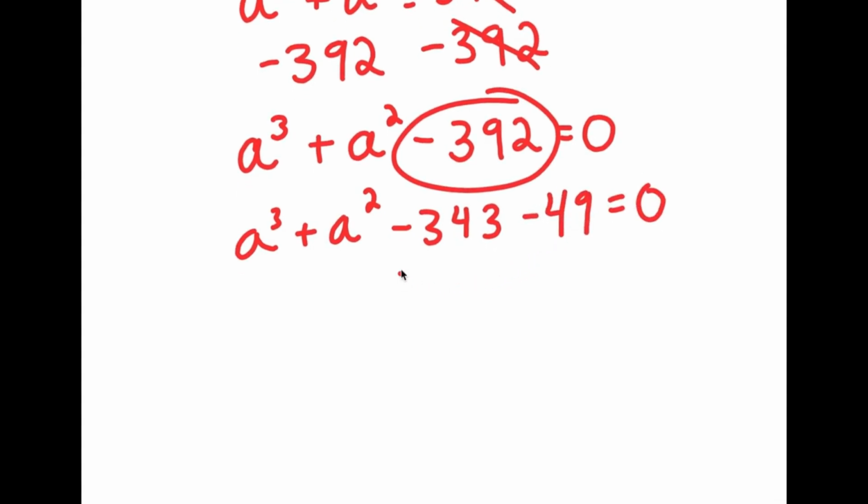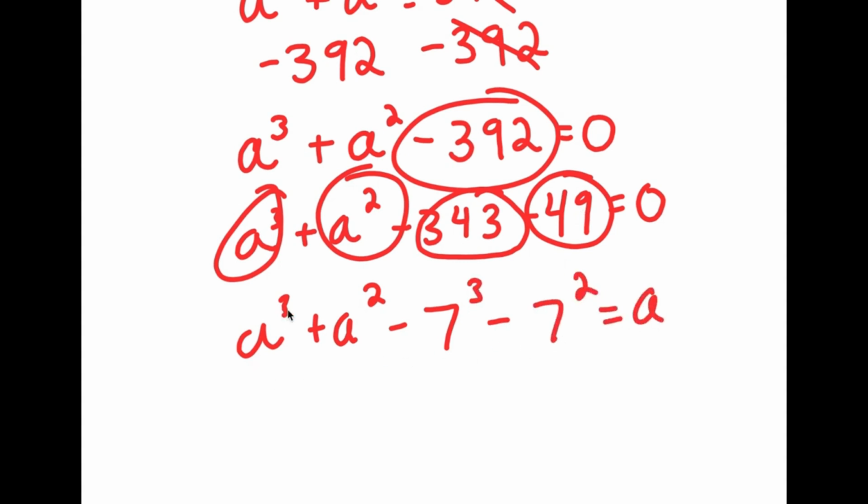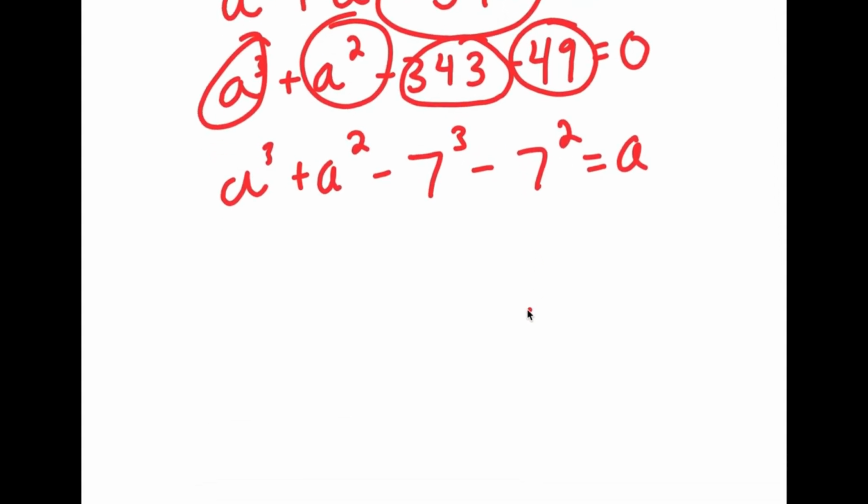And the reason I did this was because 343 is something cubed, and 49 is something squared. And notice how we have something cubed, something squared. So I'm going to change the order of this. Actually, first I should rewrite 343 as 7 cubed and 49 as 7 squared. So we have a cubed plus a squared minus 7 cubed minus 7 squared.